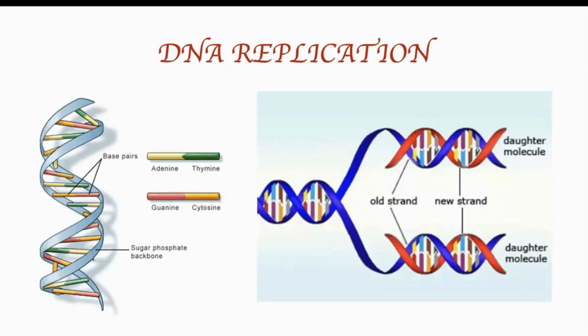So what is DNA replication? DNA replication is nothing but a cell making an identical copy of its own DNA. In this picture you can see that the blue color represents the parental DNA and the red color represents the daughter DNA.